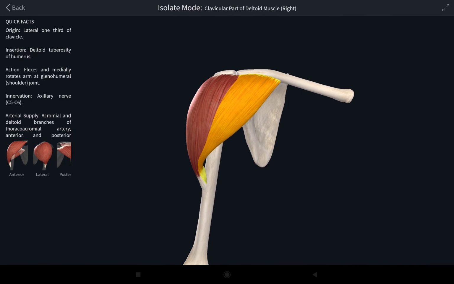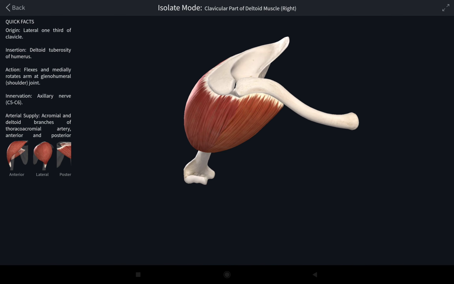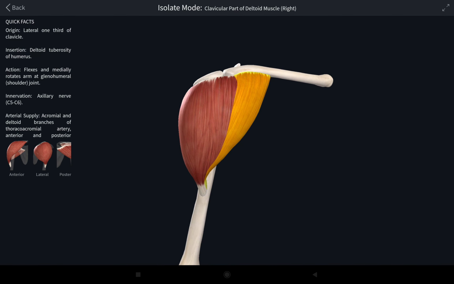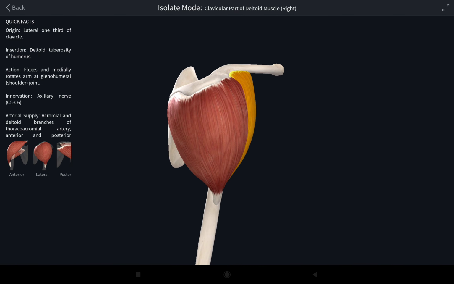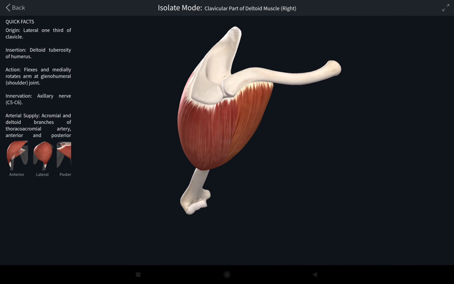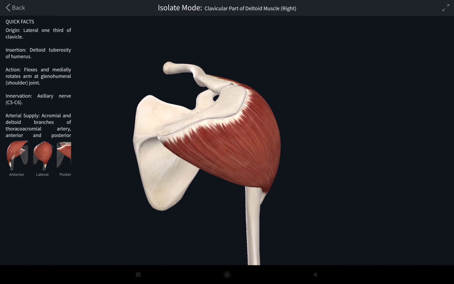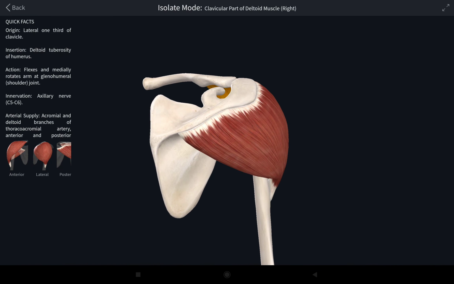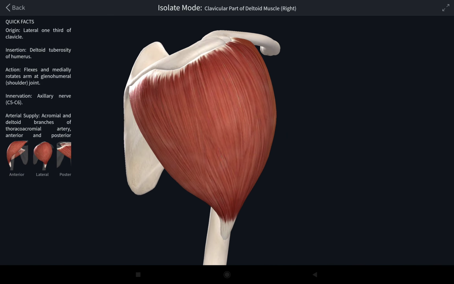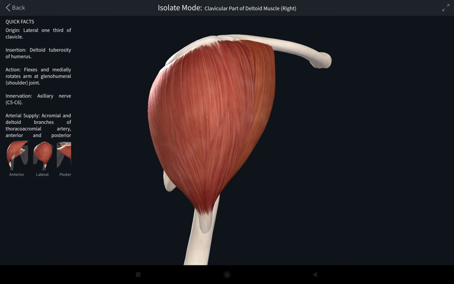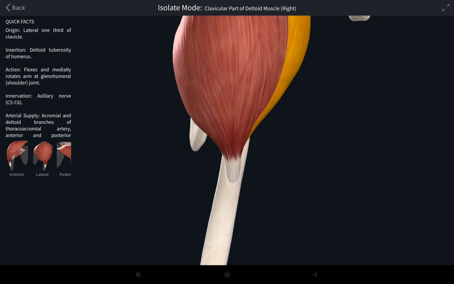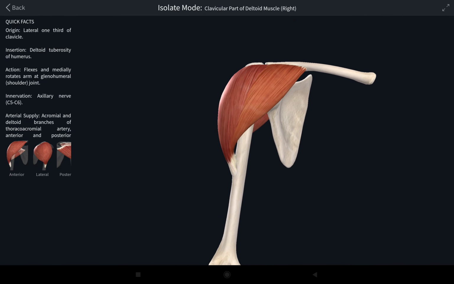The clavicular part arises from the clavicle, the acromion part arises from the acromion process of the scapula, and the scapular spinal part arises from the scapular spine. All of these three parts insert in the deltoid tuberosity of the humerus.